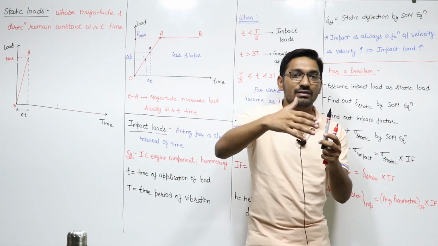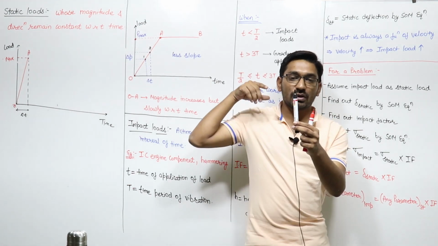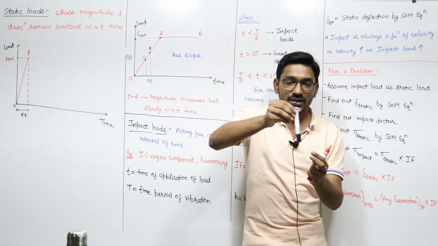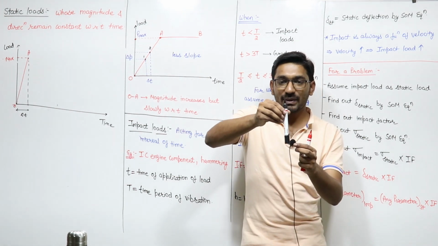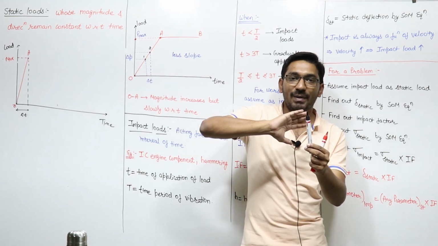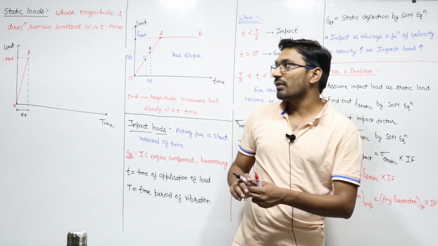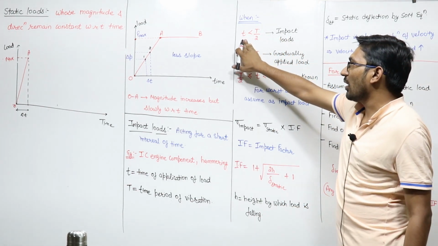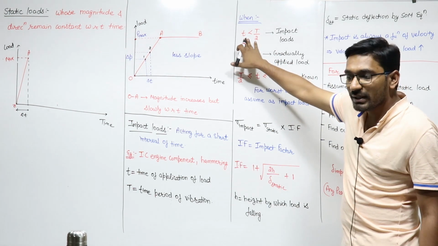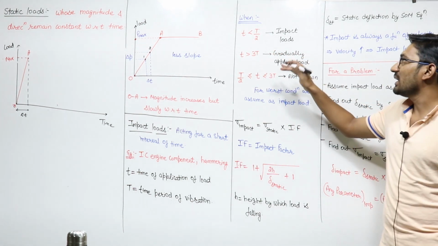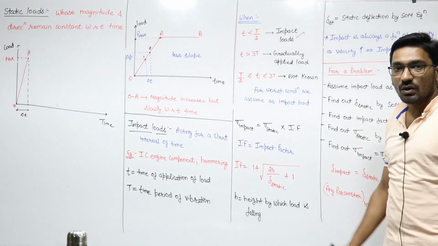Then, again, you apply an impact load on this molecule and it starts vibrating. When it completes its half cycle, in the meantime you apply another impact load. That is the case of impact loads. When the time of application of load is less than half of the time period of oscillations, then this is a kind of impact load.